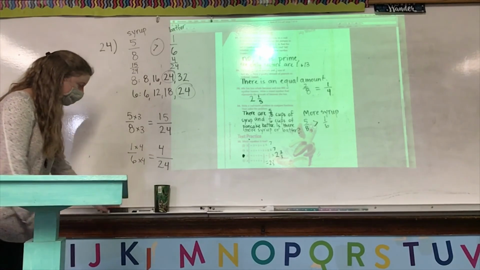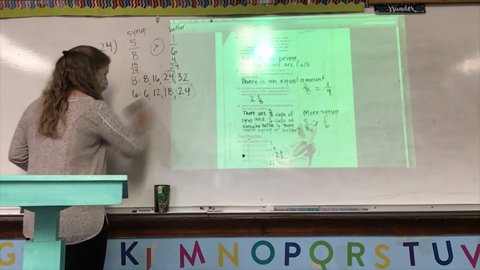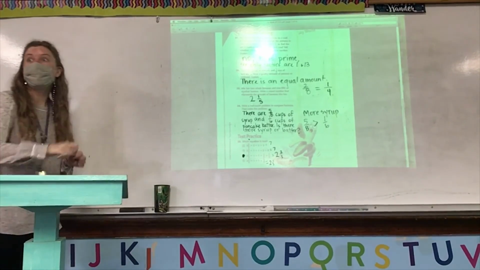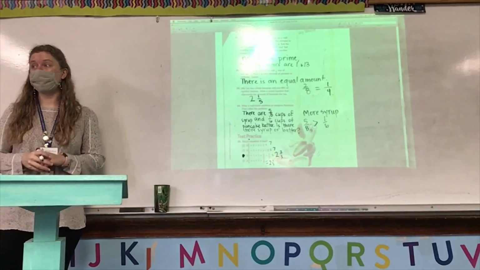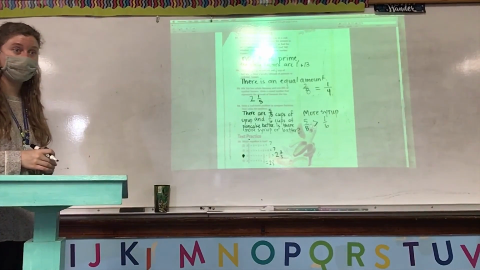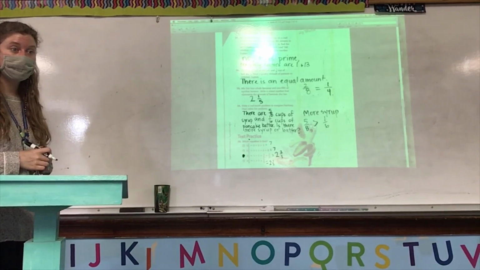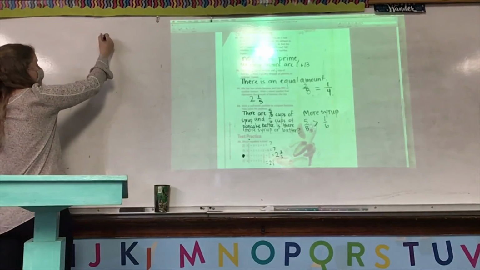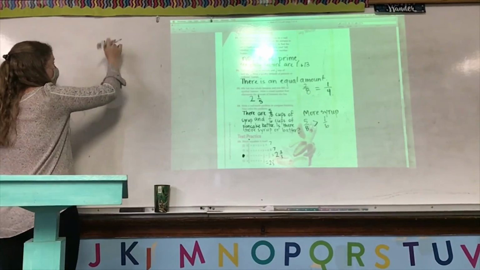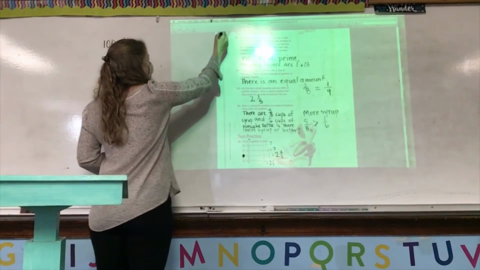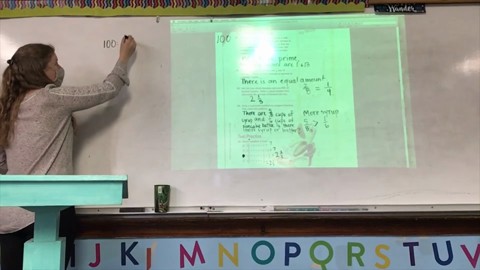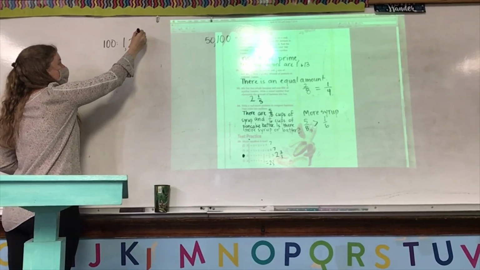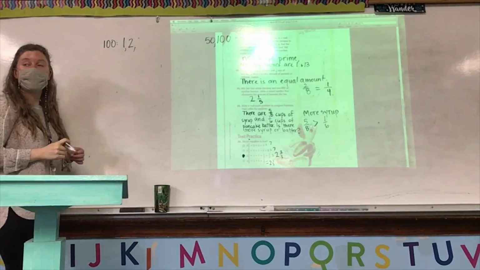What are the factors of 100? Who can tell me the factors of 100? Raise your hand if you can tell me the factors of 100. Everybody might want to write these. Michaela, can you tell me the factors of 100? Oh, can we write it on the back? Make sure that the back is done, but yeah. Victoria, what are the factors of 100? 1 and 100. 2 and 50. Is 3 a factor? No.